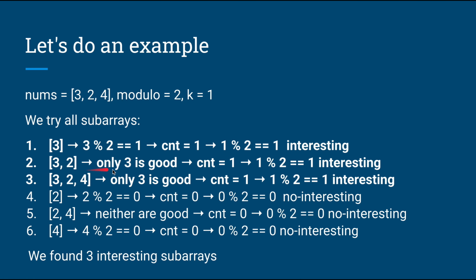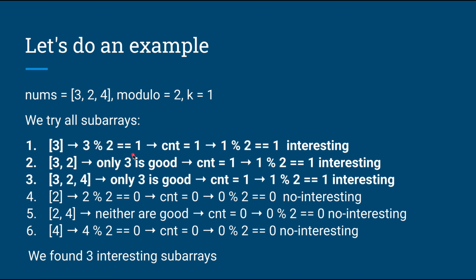Similarly, for 3 2, only 3 is good, CNT is 1, so it is interesting. Similarly 3 2 4, 3 is good, interesting. Now 2 is not interesting, 2 4 is not interesting, and 4 is not interesting. This means there are 3 subarrays, 3, 3 2 and 3 2 4, that we found interesting. I hope you're understanding, right?